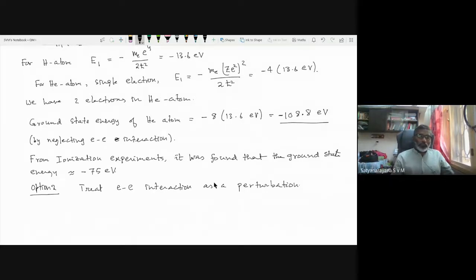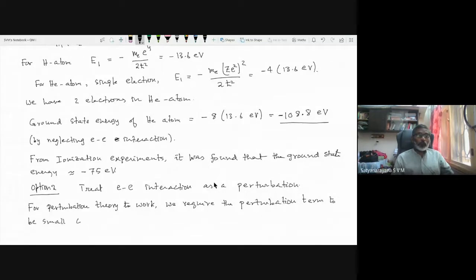But one of the requirements for this to be a viable method is that, for perturbation theory to work, we require the perturbation term to be small compared to the unperturbed term in the Hamiltonian.